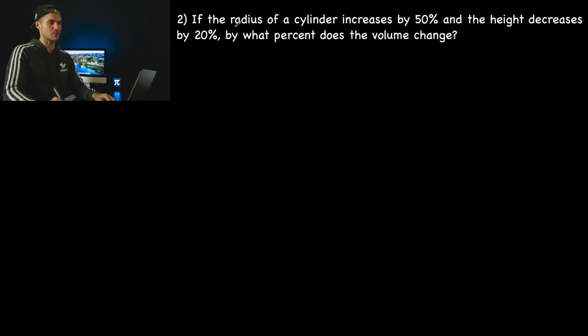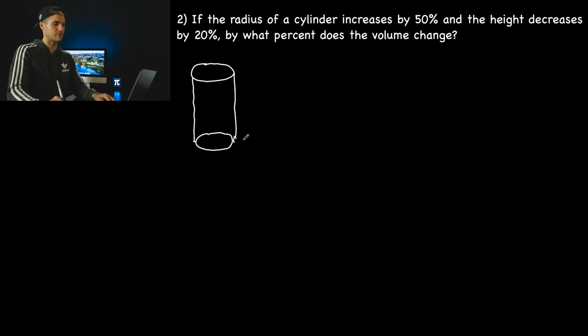Moving on to part 2. So here we're told if the radius of a cylinder increases by 50% and the height decreases by 20%, by what percent does the volume change? So let's do the same thing. Now with a cylinder, there's actually 2 dimensions, right? There's the radius and the height that we have to look at versus a circle. It's just the radius that's important. Well, here, a cylinder is a 3D shape, right? So there are multiple dimensions to take into account.